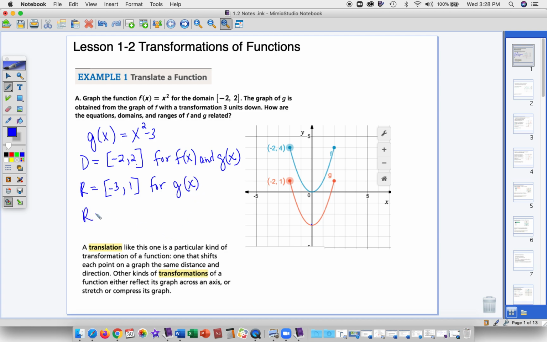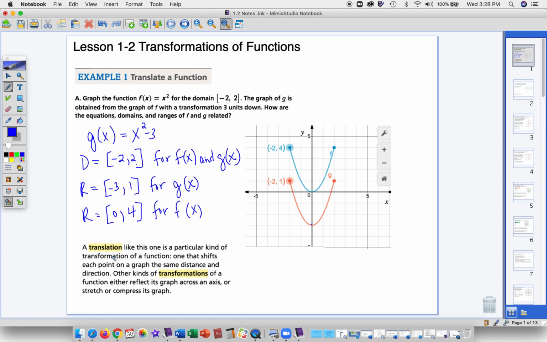The range for f of x, if we look for the lowest point, again, that's at the origin, so that's where y is 0, and it goes up as high as +4, and we include that value. So that's for the original f of x.